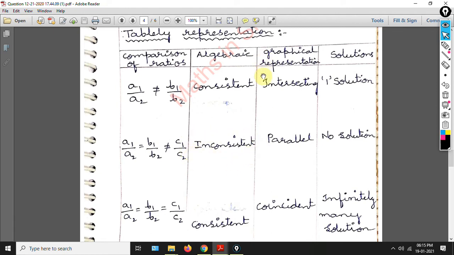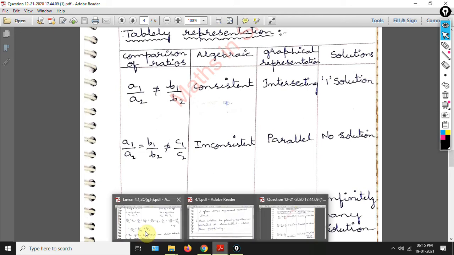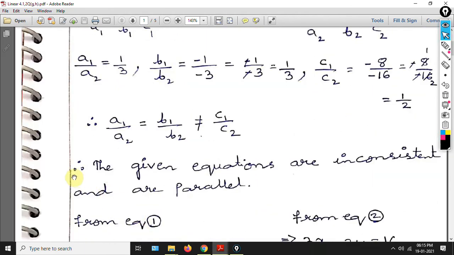And the graphical representation of that: the lines will be parallel. Okay, so we will see on the graph how we are getting that. First of all, we are writing here, therefore the given equations are inconsistent, meaning they have no solutions and are parallel. Okay. Half of the problem is over. We have checked whether it is consistent or inconsistent.